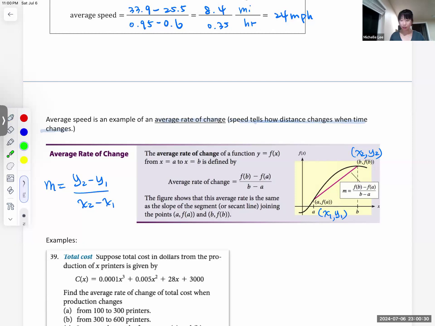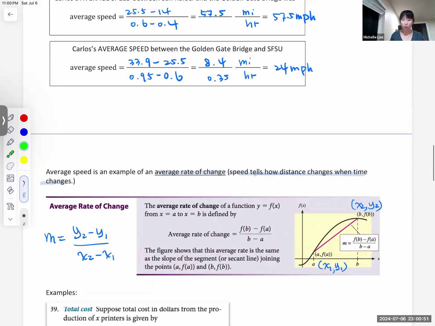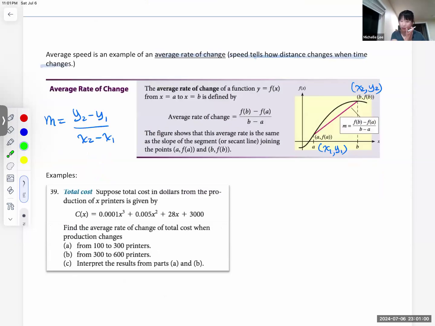Then can you see that f of b, which is y sub 2, minus f of a, which is y sub 1, over x sub 2 minus x sub 1, right? So b minus a is the same. Okay, so this is what we did earlier. Distance over time. Okay, let's do this one.